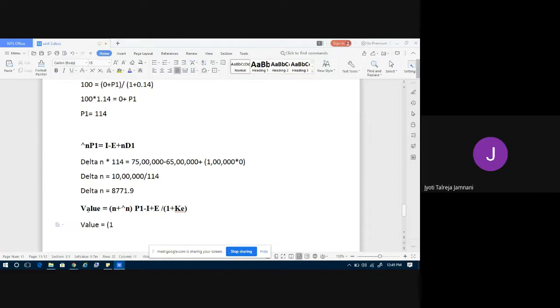Now we can find the value. N is 1 lakh plus delta N, 8771.9, into 114, minus 75 lakhs, plus 65 lakhs. This entire thing is divided by 1 plus 0.14.